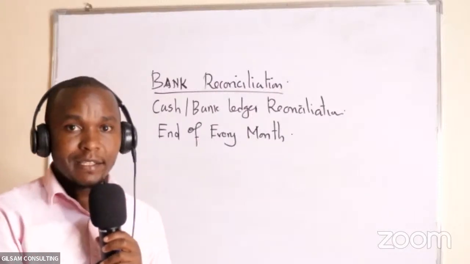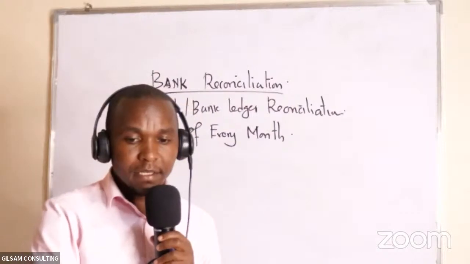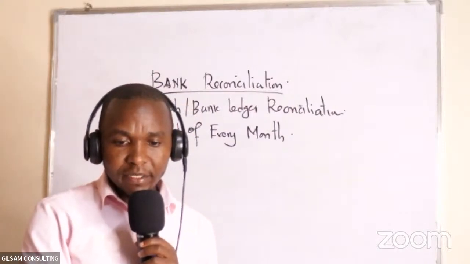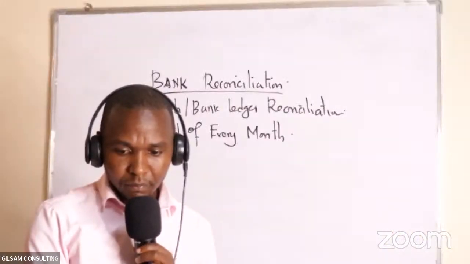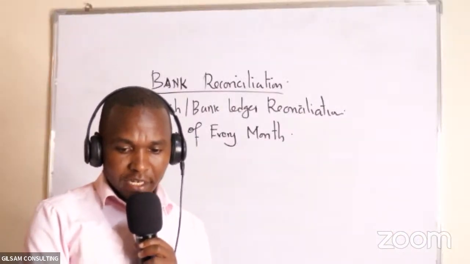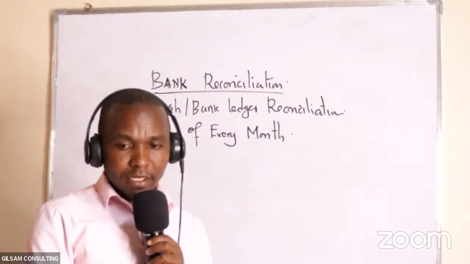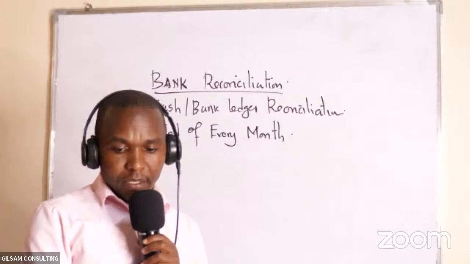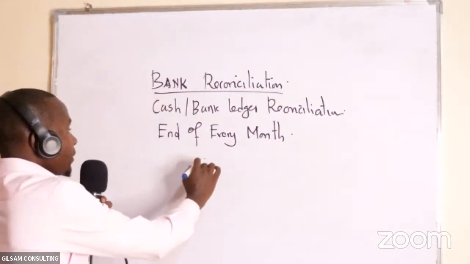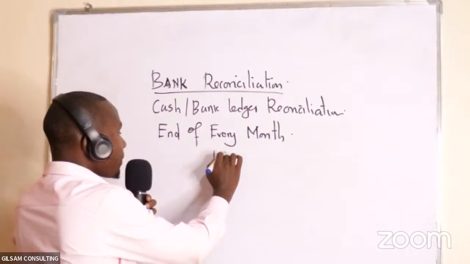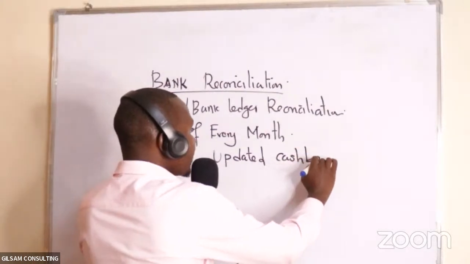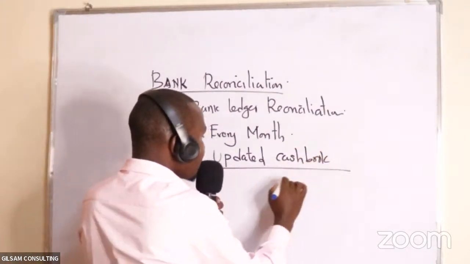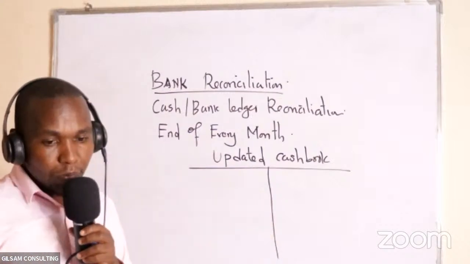So what could be likely, you don't have it in your cash ledger or bank ledger, but it is in the bank statement? Bank charges. Yes, bank charges. So that one is among the reconciliation items. So that's why now you'll have to prepare updated cash book. That updated cash book is the one we are going to update those reconciliation items.